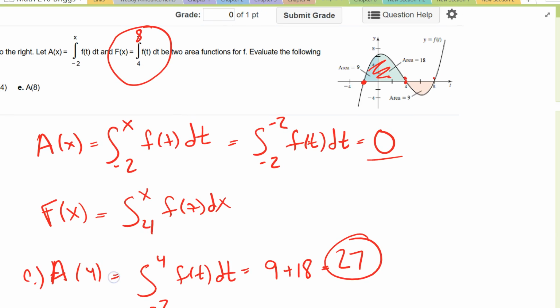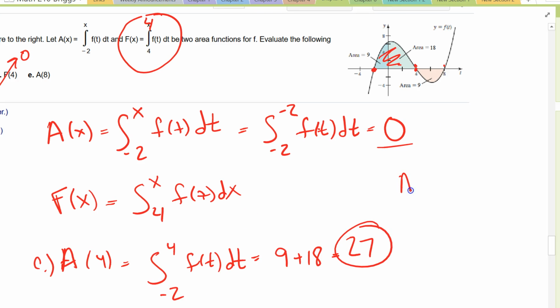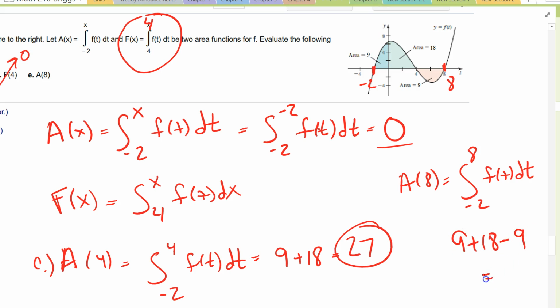F of 4, again, is going to be 4 to 4. So in this case, F of 4 is going to be 0, because when you integrate the same points, you're going to have a 0 area. And A of 8. So A of 8 ends up being the integral from -2 to 8 of f of t dt. So I go -2 to 8. So I would have a positive 9 plus 18 minus 9, which gives me 18, because this would be a -9 because it's below that t-axis.